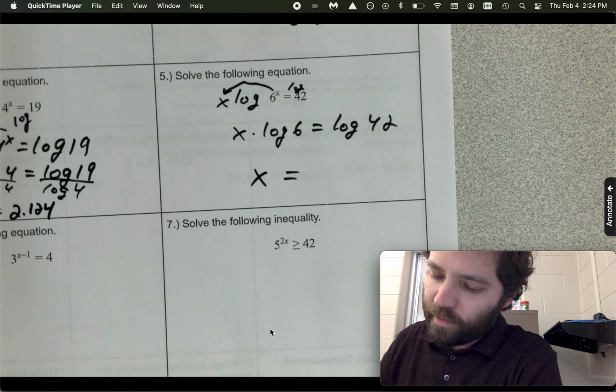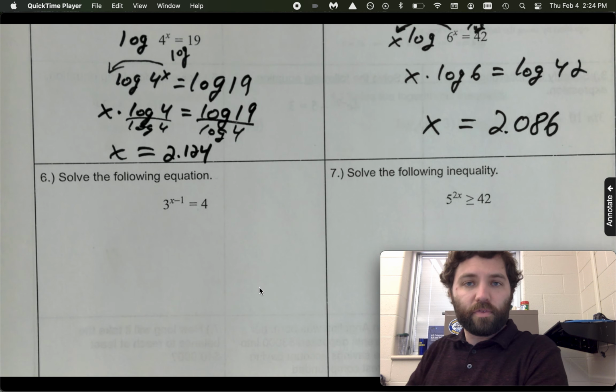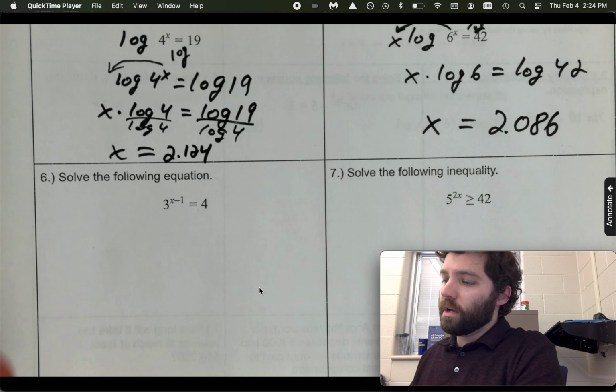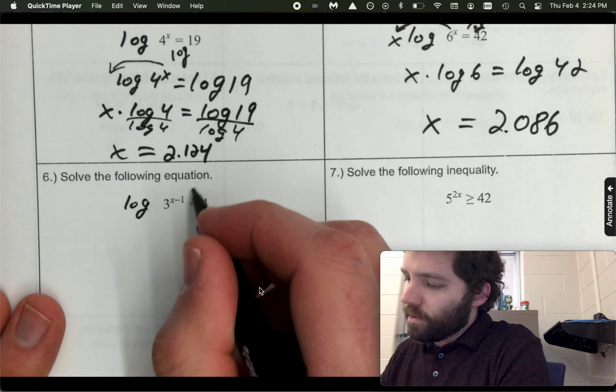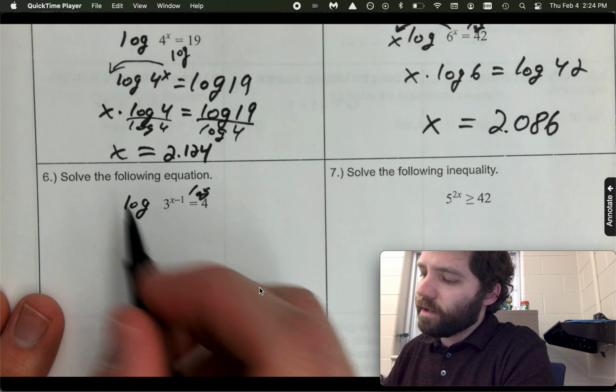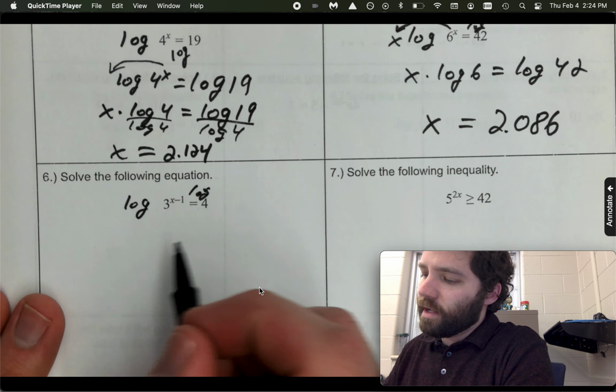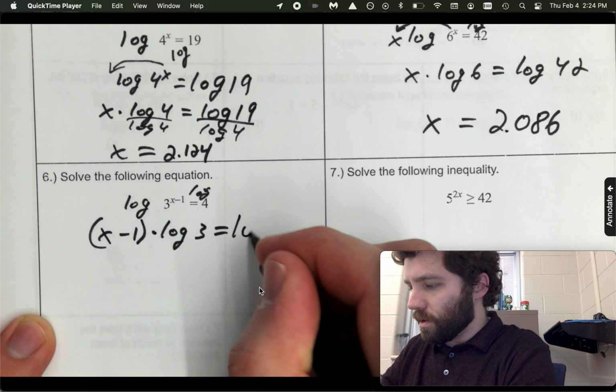All right. Let's do a problem that is slightly more complicated here. Solve 3 to the x minus 1 equals 4. I'm going to approach this in the same way. So I'm going to take log of both sides, log of the left and the right, and then when I move this out in front, I'm going to have x minus 1 times the log of 3, and this is going to be equal to the log of 4.